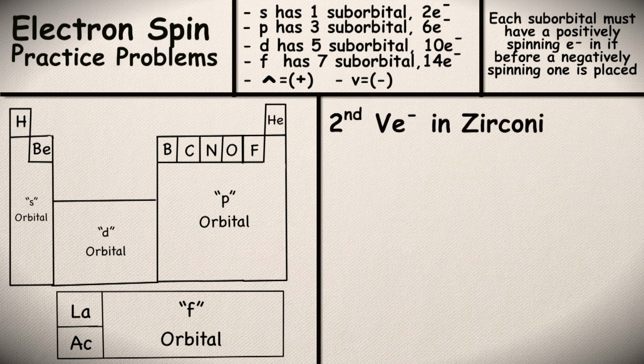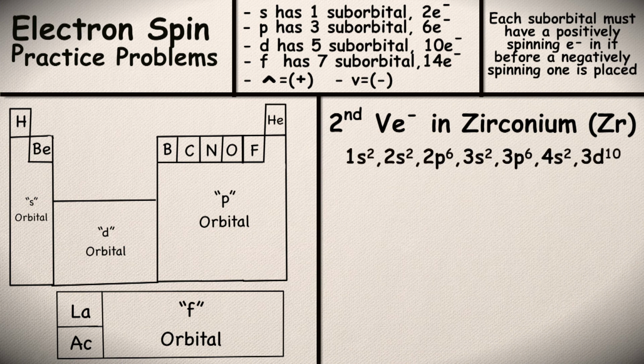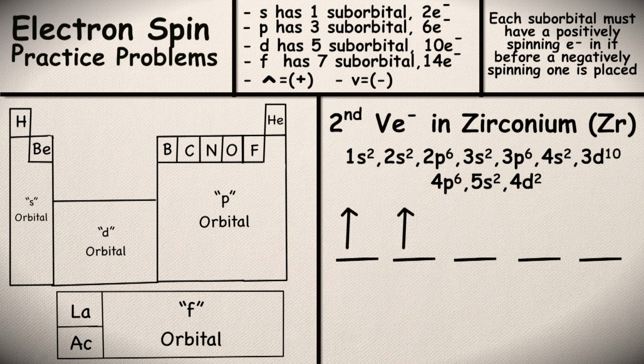What about zirconium? We want to try to find the 2nd valence electron in zirconium. Well, zirconium is found in the d orbital, and if we do the quantum number for it, we are going to find 4d2 for that valence shell. Our first rule states that we must fill our positively spinning electrons in our suborbitals first. We have 5 suborbitals in the d orbital. So since we only have 2 electrons here, both of them are going to be positively spinning.